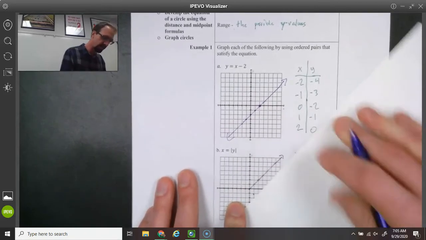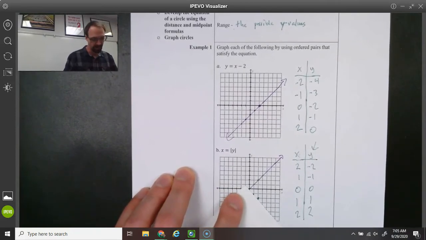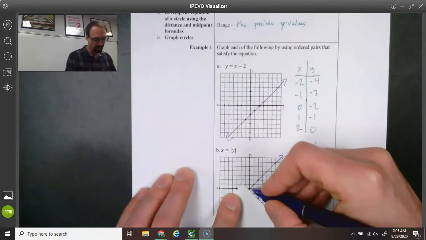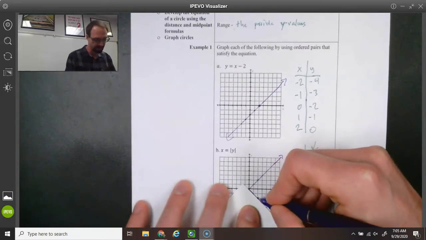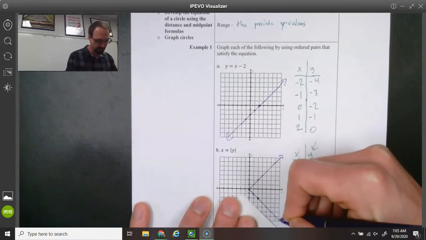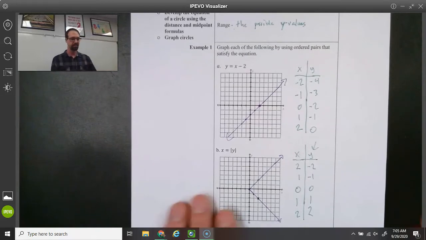And that's because it's written in terms of x equals, not in terms of y equals. If this was written in terms of y equals, then it would open up or down. Also, if we had a negative sign in front of the x, then we would end up with it opening to the left instead.